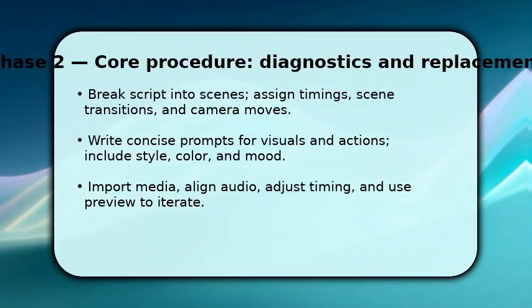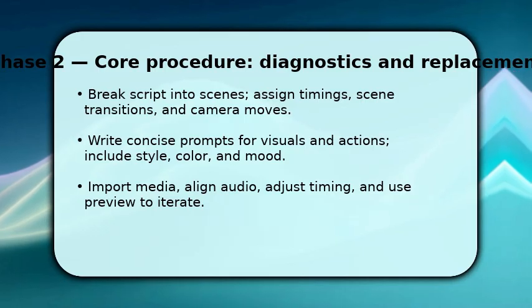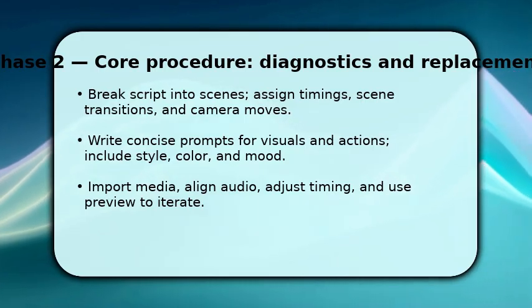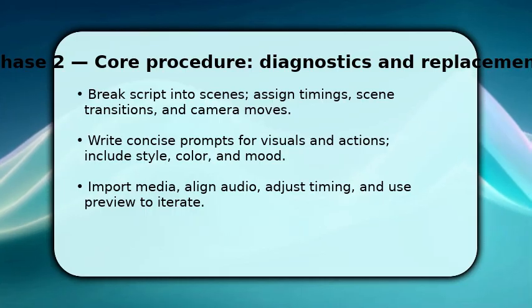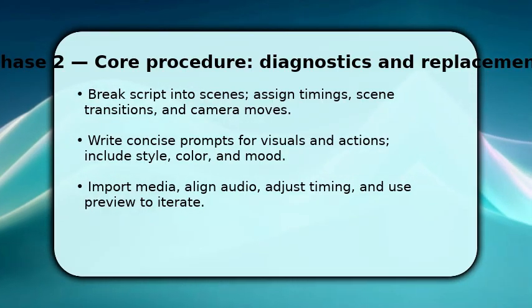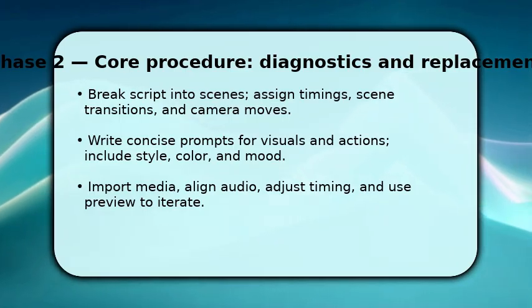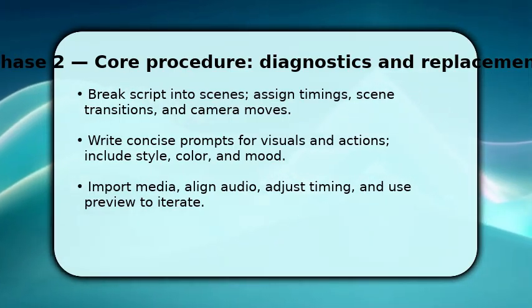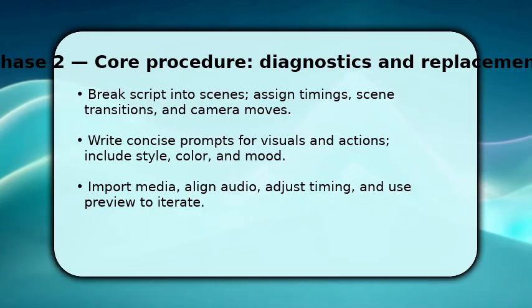Write short, explicit prompts that include style, color palette, and focal objects. This improves fidelity. Import clips and images, then place them on the timeline and align them with your audio track. Use transitions sparingly and preview after each tweak. When a scene feels off, adjust prompt weight or replace the asset.